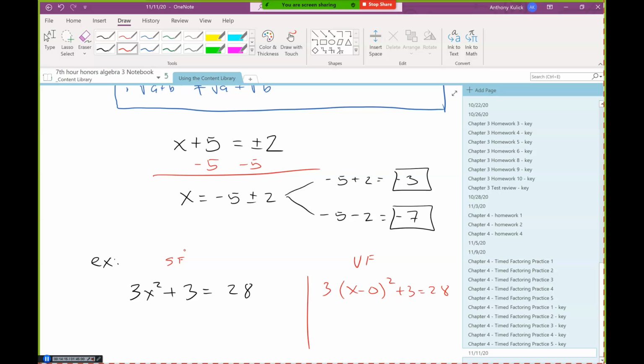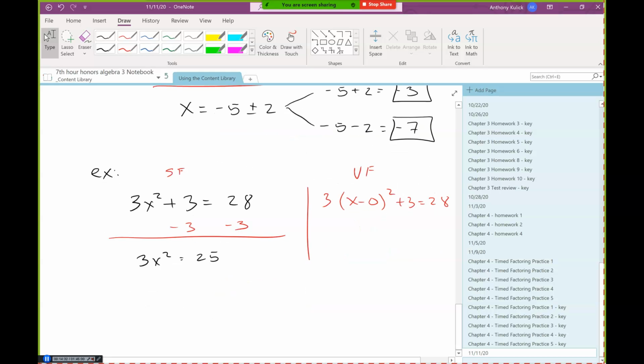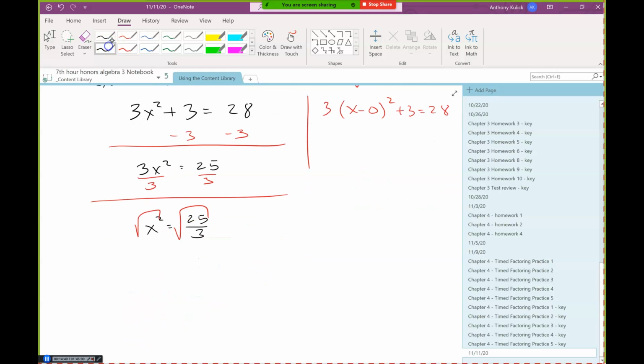So you could think of it as either one. So since we can still think of this as vertex form, we could solve this problem using the reverse order of operations. So subtract 3 from both sides, and then divide both sides by 3. And then we'll square root both sides. Because we square rooted both sides, we're going to get a plus or minus.